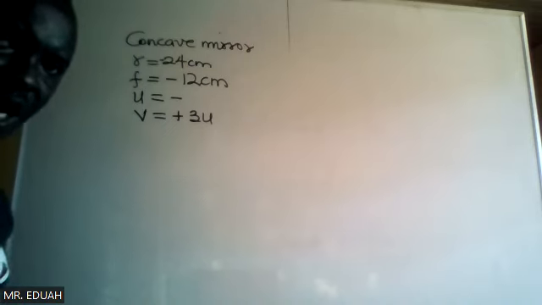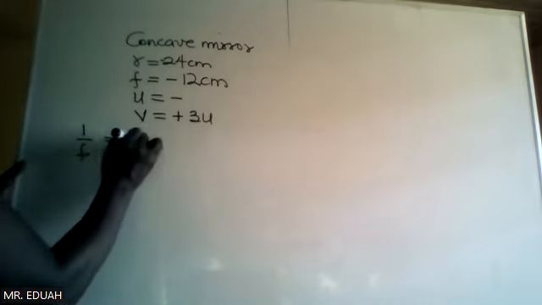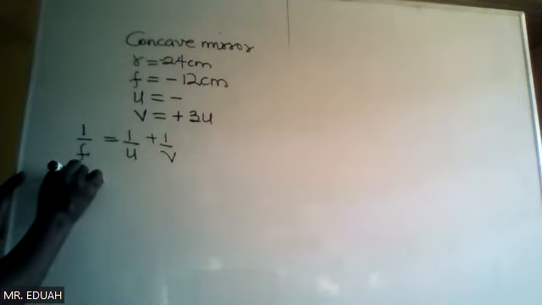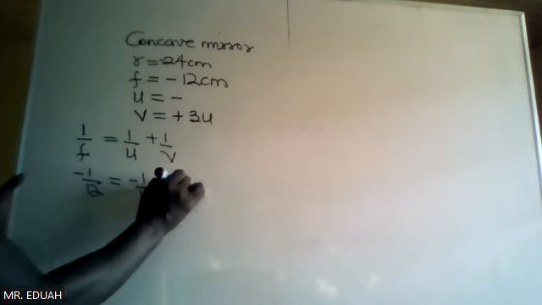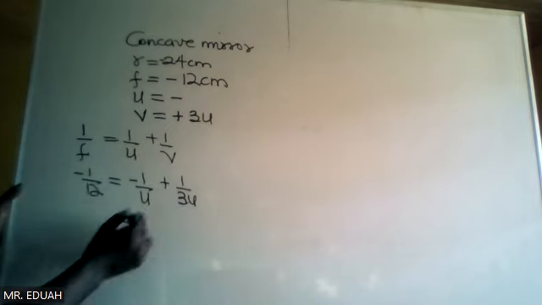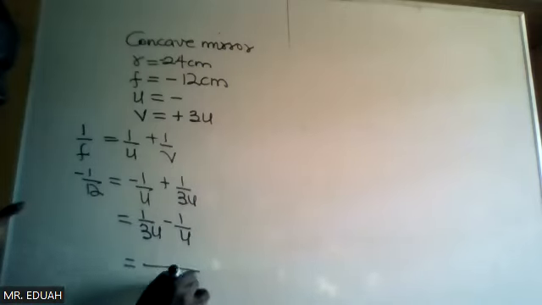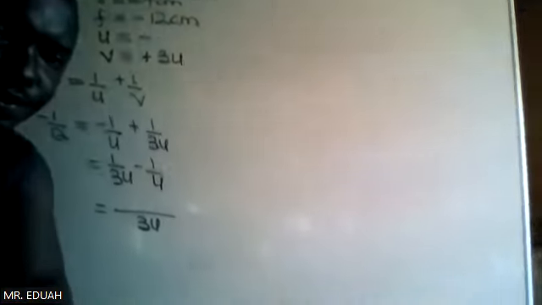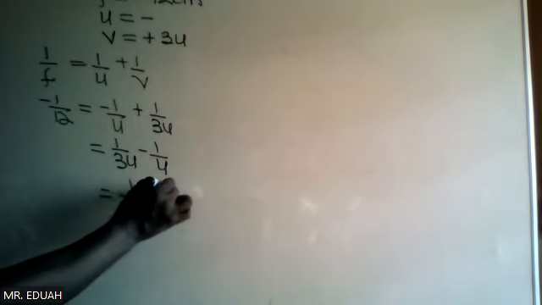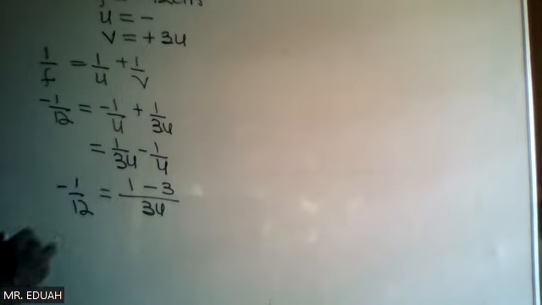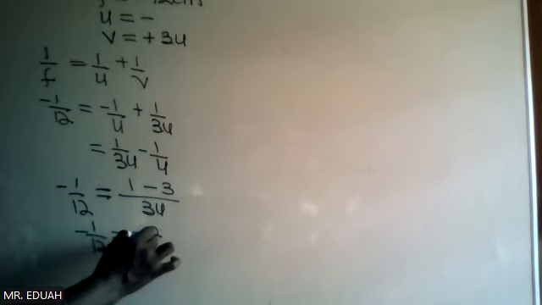Are we okay? Using 1 on F equals 1 on U plus 1 on V: this is minus 1 on 12, this is minus 1 on U, this is plus 1 on 3U. So we basically have 1 on 3U minus 1 on U. The LCM is 3U. This is 1, this is minus 3, giving us minus 1 on 12 equals minus 2 on 3U.